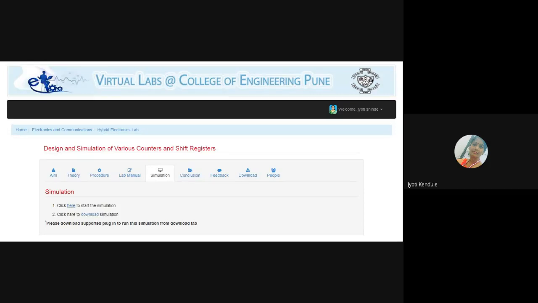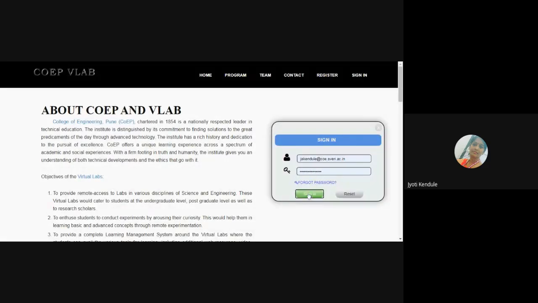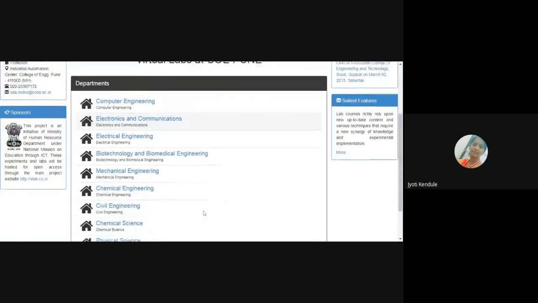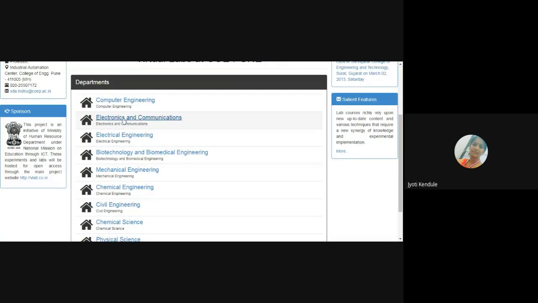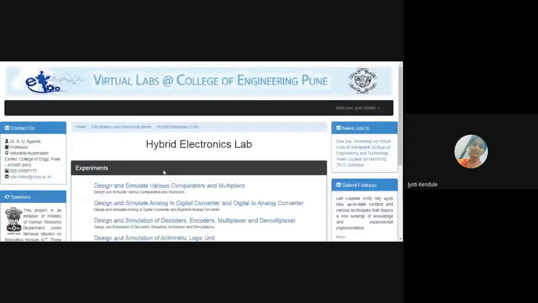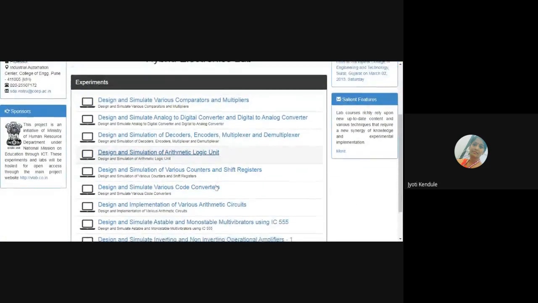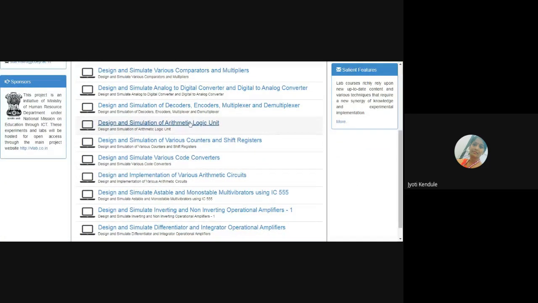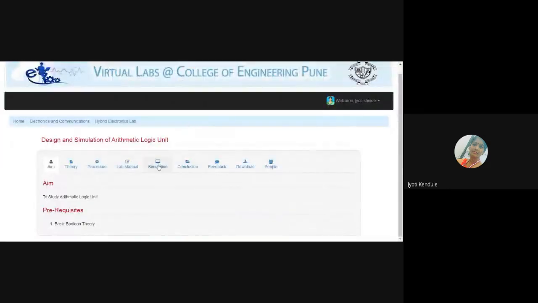Just see here. Hybrid electronics lab. As I told you, we are going to use electronics and communication, the hybrid electronics lab. In that, we are going to discuss some arithmetic logical units for the combinational circuits.